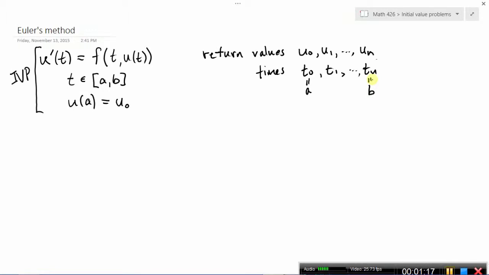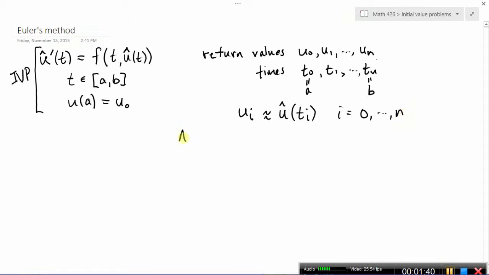Now, in order to help us keep notation straight, for the exact solution, I'm going to put a hat on the u. So u hat is the exact solution of the initial value problem. And then u sub i is meant to be an approximation to the exact solution at time ti for all the different values of i. And we're going to assume, for a while anyway, that the difference between adjacent t values is a constant h. So h has to equal (b minus a) over n, just like we did with the trapezoid rule, for example.